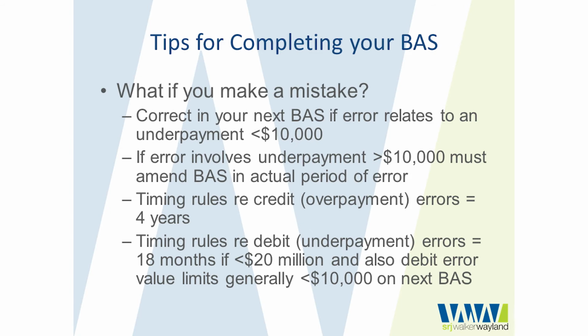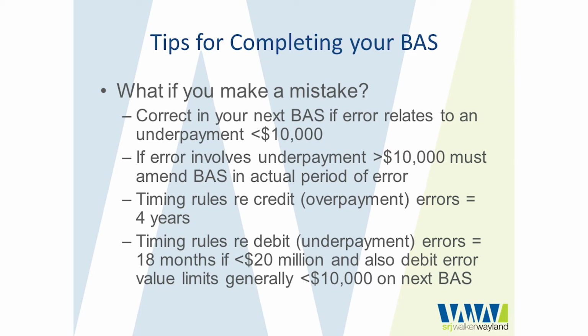So what happens if you make a mistake? In most cases, you should be able to fix it in your next BAS. However, there are error limits around that. If you've underpaid your GST, if the sum of your underpayments is less than $10,000, you can simply fix it on your next BAS.